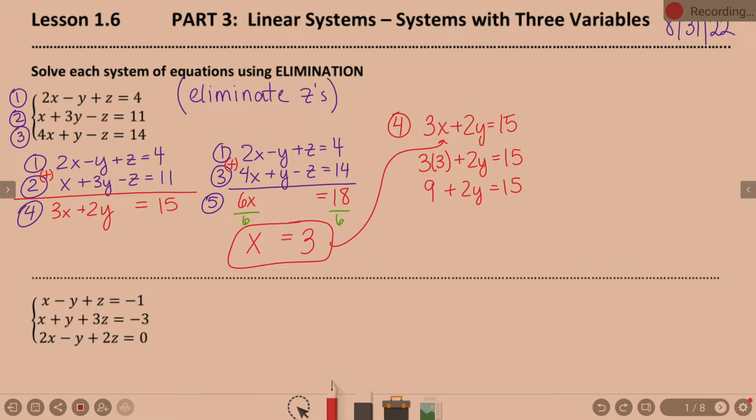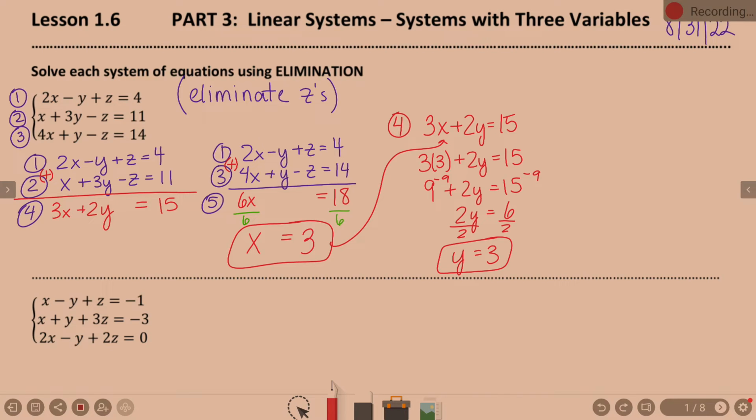Solving for y, we're going to subtract 9. 2y equals 6. Divide by 2. y equals 3. That's crazy. Okay. Now, am I done? I don't think so. No!